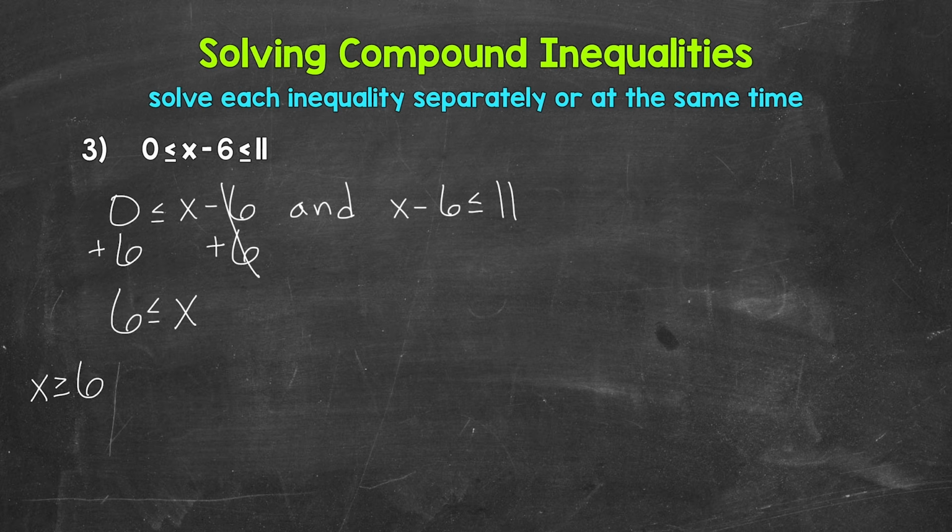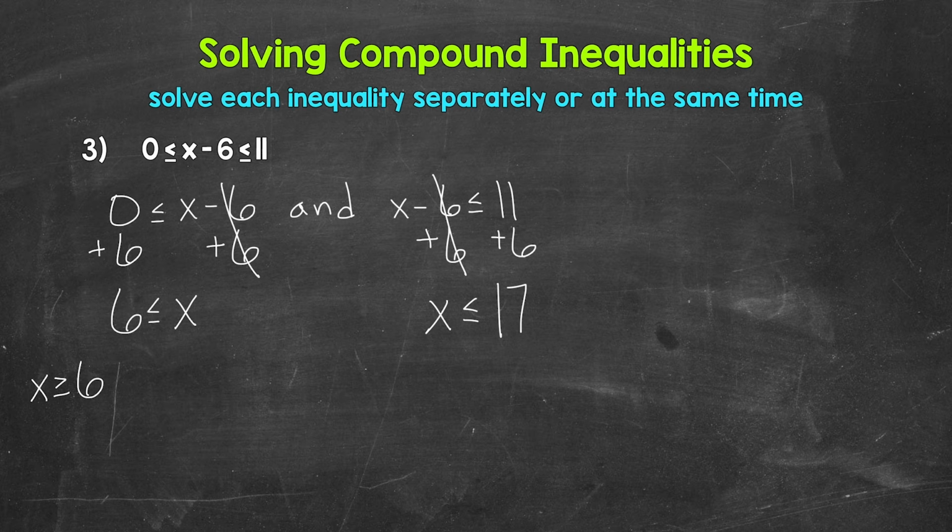Now we need to solve x minus 6 is less than or equal to 11. Let's isolate x. So we need to add 6 to the left side. That means we need to add 6 to the right side as well. Now the 6's on the left cancel each other out. X is now isolated. So x is less than or equal to, and then on the right, 11 plus 6 gives us 17. So we have x is less than or equal to 17.